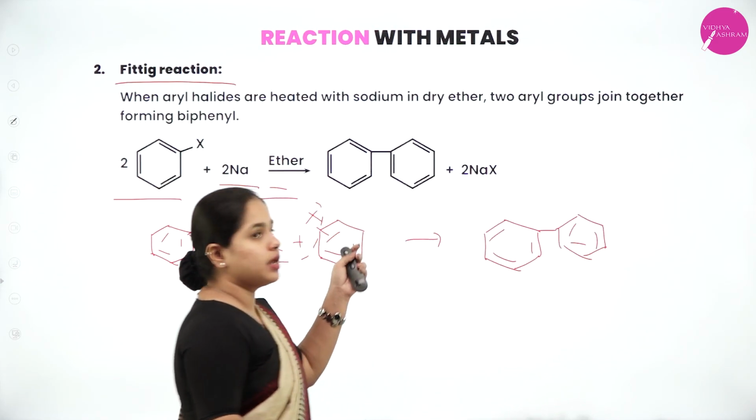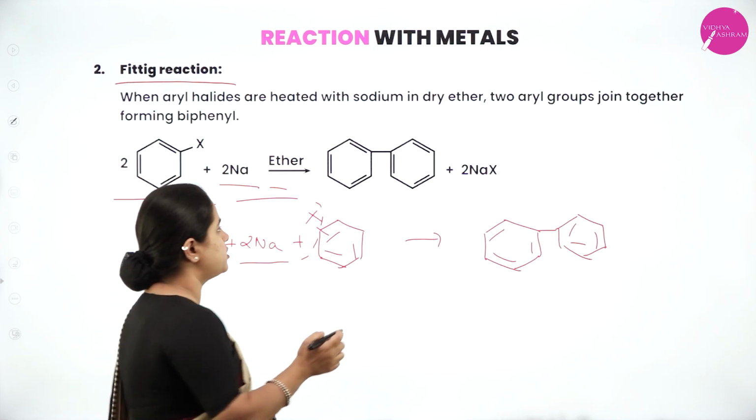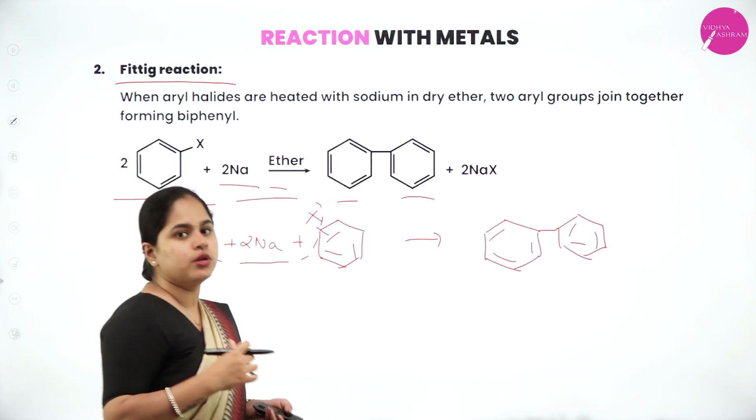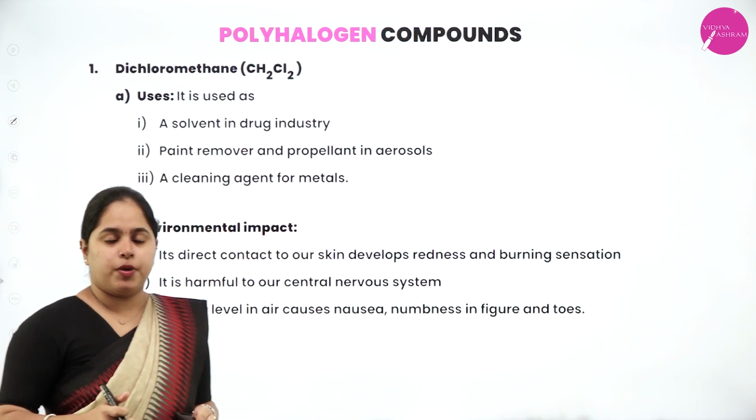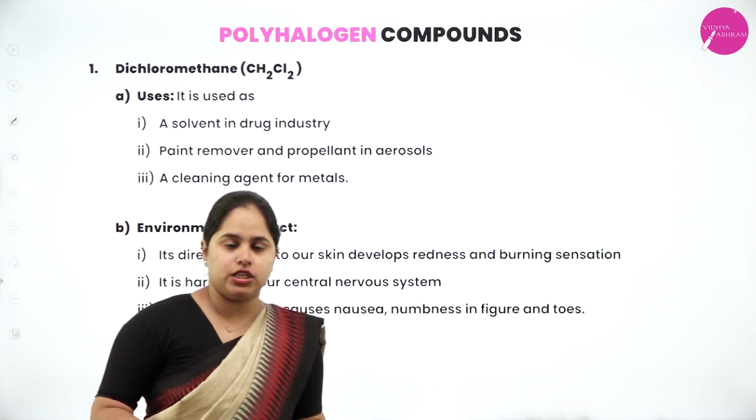So this is called biphenyl. Two phenyl groups are there, one phenyl group, another phenyl group, which gives you biphenyl. I hope it is clear. Now moving on to the last part of this chapter, that is polyhalogen compounds.